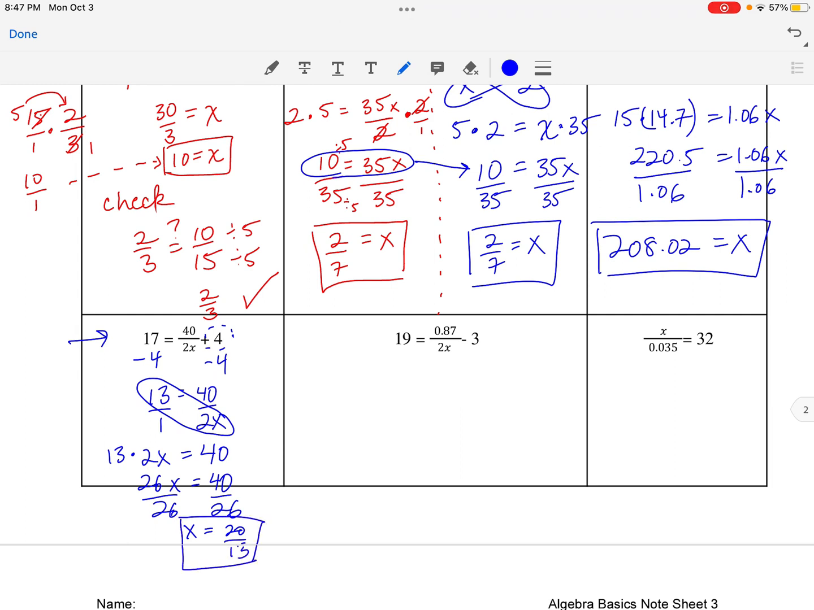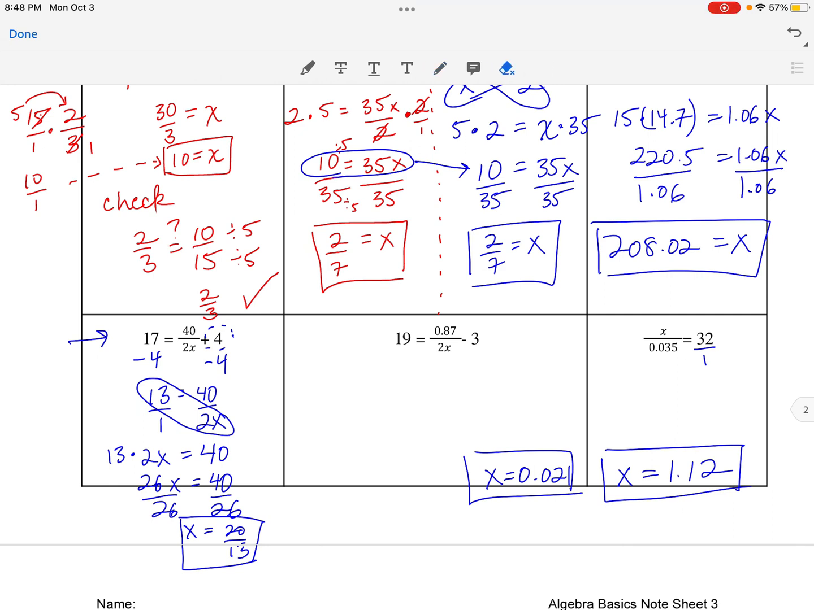Okay. I'm going to have you try these last two on your own. I'm going to put the answer here. To get credit, you have to show your work and show how you got this answer. There's the answer to this one, 0.021. And the answer to this one, 1.12. Okay, so you're going to do your work and get those answers. Remember that you can put whole numbers over 1 in order to use this cross multiplying technique. Okay, and that is it.